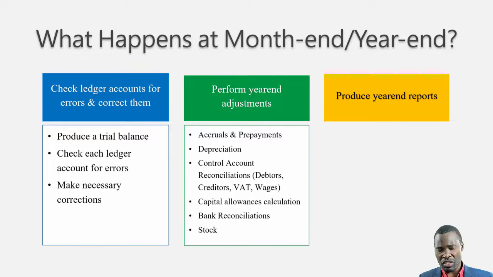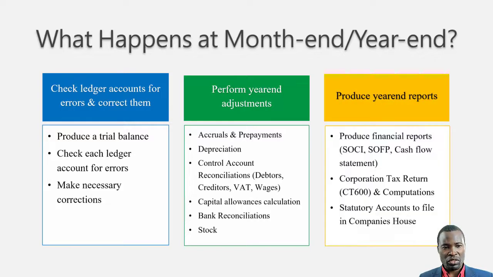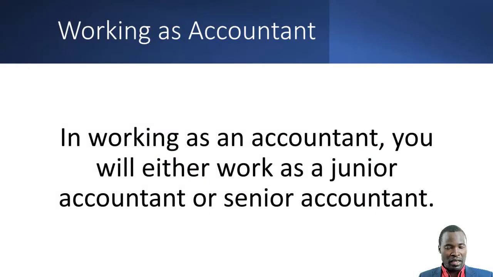And then you produce the year-end reports. What sort of reports are we talking about here? You produce the financial reports: the statement of comprehensive income, statement of financial position, and any cash flow statements that might be needed. And then you also produce a corporation tax return and prepare statutory accounts that need to be filed with Companies House here in the UK, or in your country with the government agencies that are responsible for these company matters.